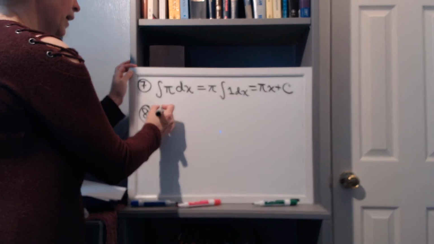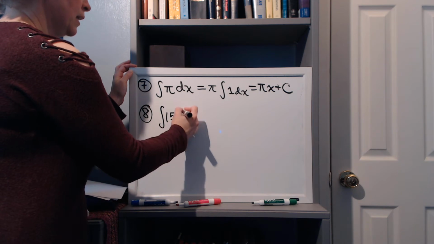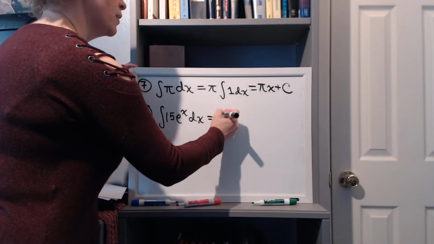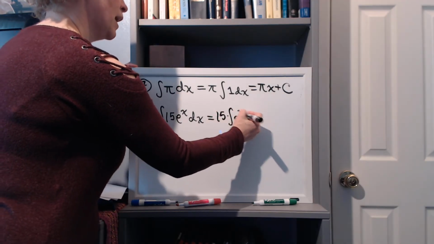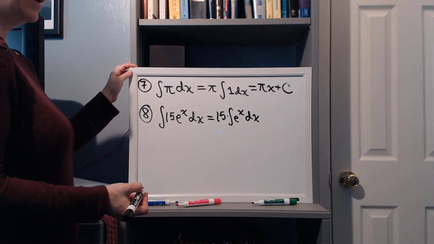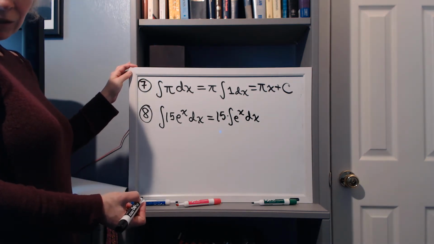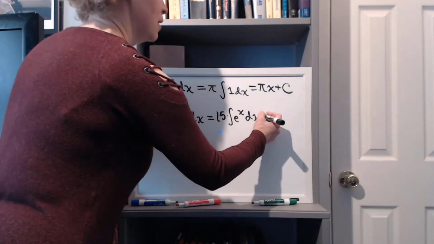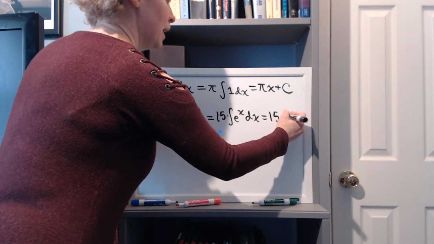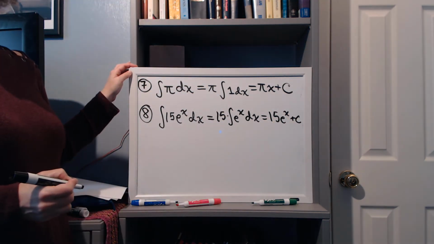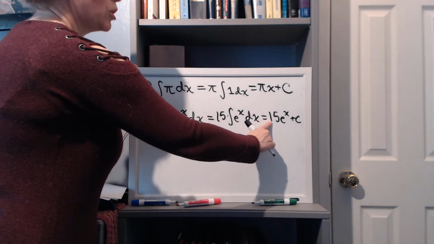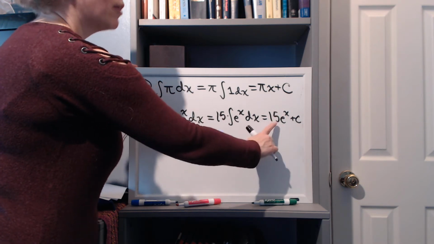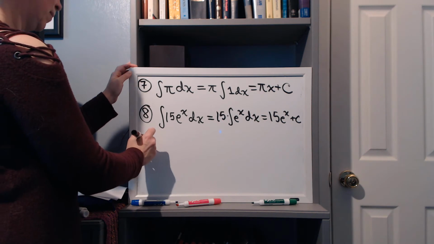All right, number 8. We have the integral of 15 e to the x dx. Going to apply the constant multiple rule again. That's going to give us 15 times the integral of e to the x dx. Now the antiderivative of e to the x will be e to the x because the derivative of e to the x is e to the x. So we'll get 15 e to the x plus c. And there's that antiderivative. If we check, and we take the derivative of 15 e to the x plus c, we would get 15 e to the x plus 0. So that would be 15 e to the x.